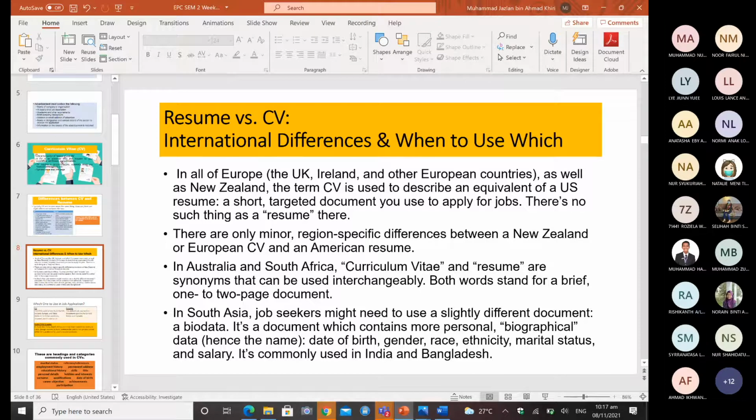However, in certain South Asian countries, such as India and Bangladesh, they require you to include gender, race, ethnicity, and marital status, as well as expected salary. So whenever you have to include expected salary, make sure that you do research on how much you should be paid, yeah? And normally in countries like India and Bangladesh, they don't use CV or resume, but instead they call it biodata.